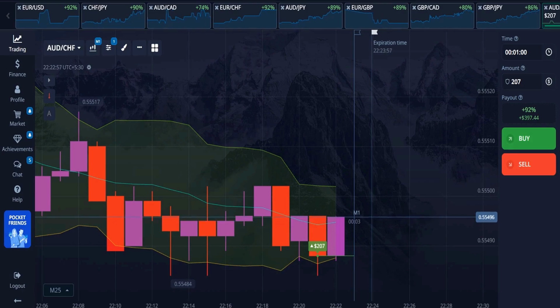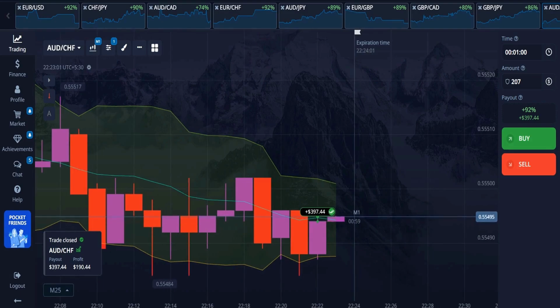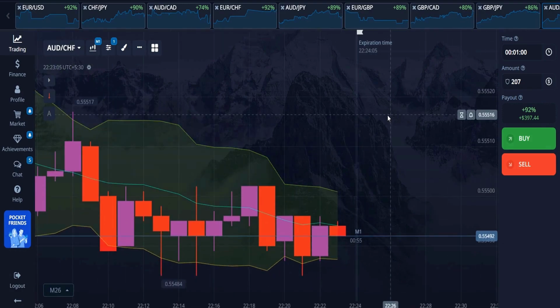All right, the trade has been placed. Now let's patiently watch the candle movement. Yes, another winning trade using this strategy. This just proves that even slightly imperfect setups can work beautifully when they follow the main rules of our strategy.